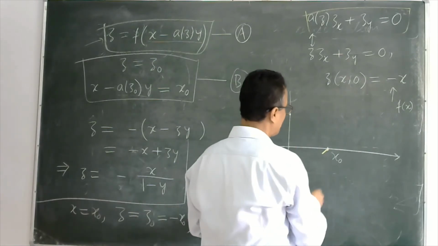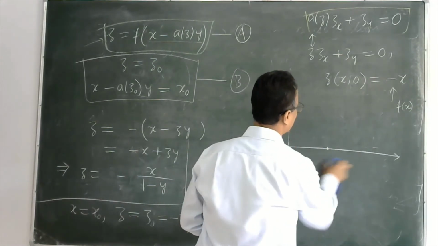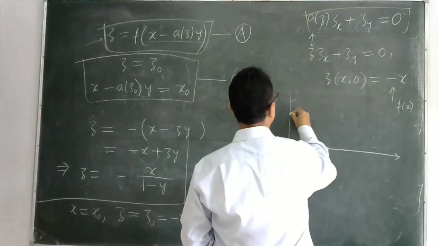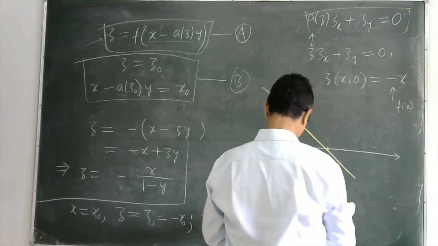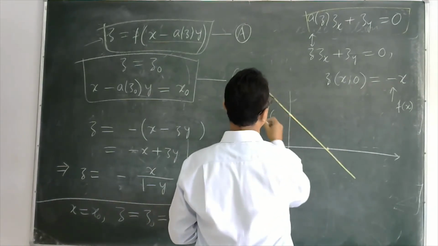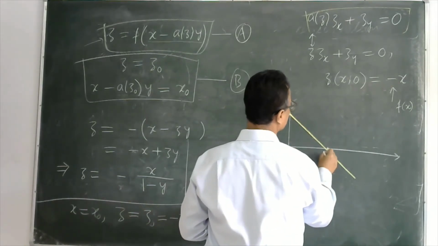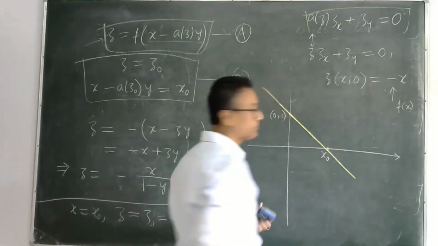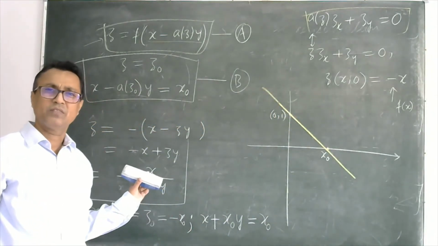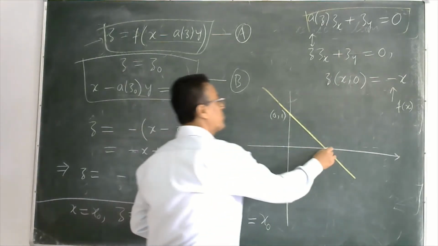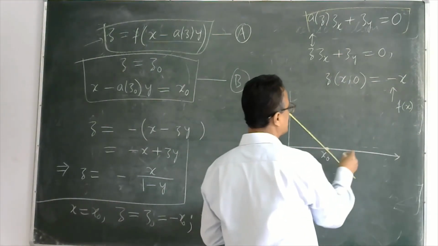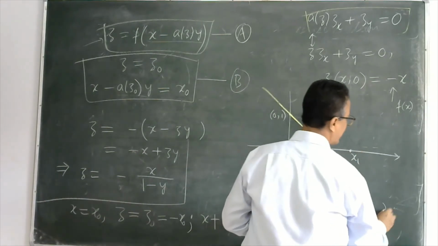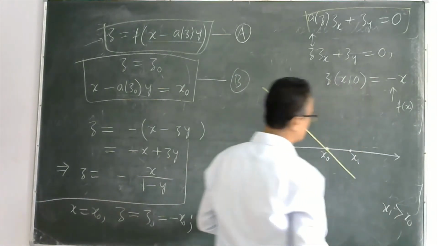Here is 1. Okay, so this is 0, 1. Say, suppose this is x naught. Is it clear to everybody? Right? So now, suppose I change the value of this x naught. Suppose I change the initial condition to x1, where x1 is greater than x naught, right?